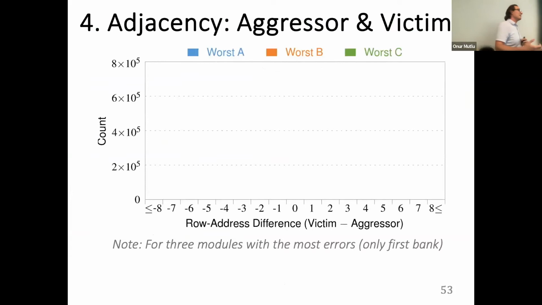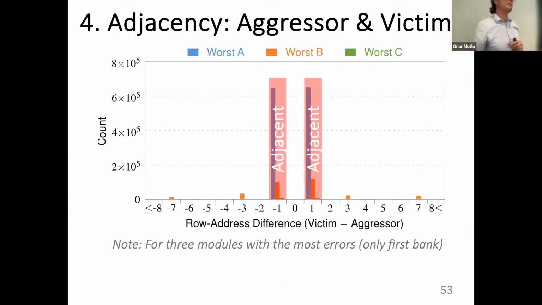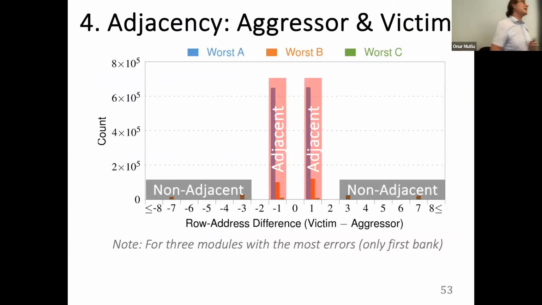This is an interesting one because we're going to look at the logical adjacency of the aggressor and victim rows, not the physical adjacency. Logical adjacency means, from the memory controller's perspective, where are the addresses? Is the aggressor adjacent to the victim? In most cases, they're one apart, meaning they're adjacent. But there are some cases where they're not adjacent.